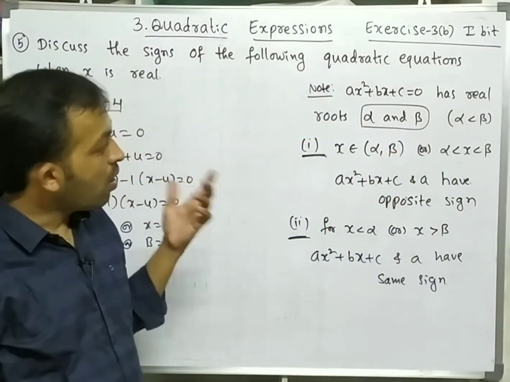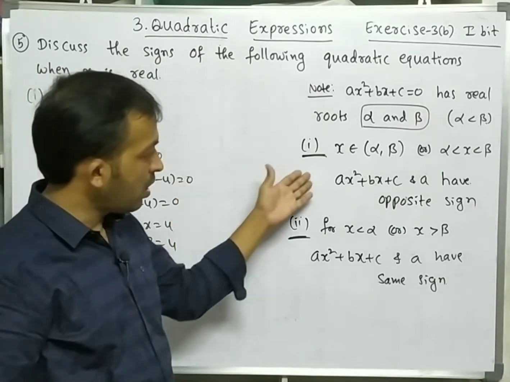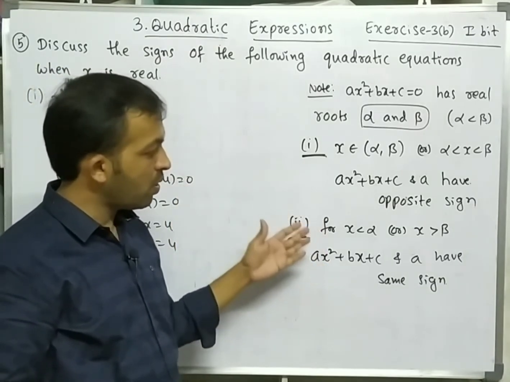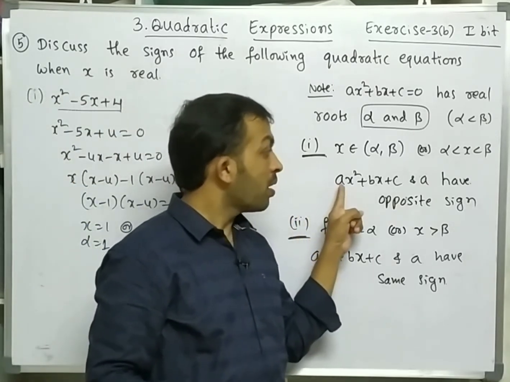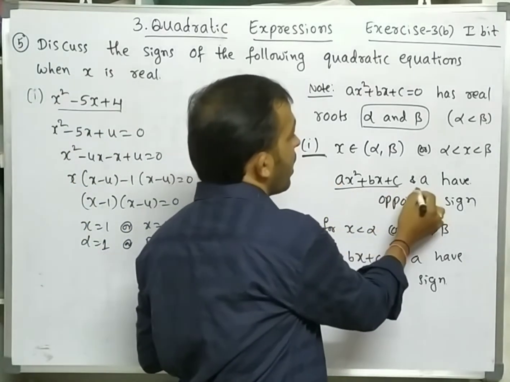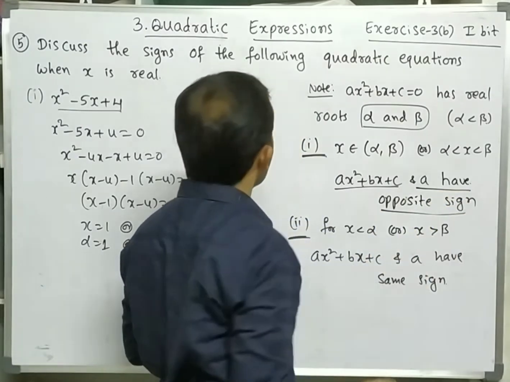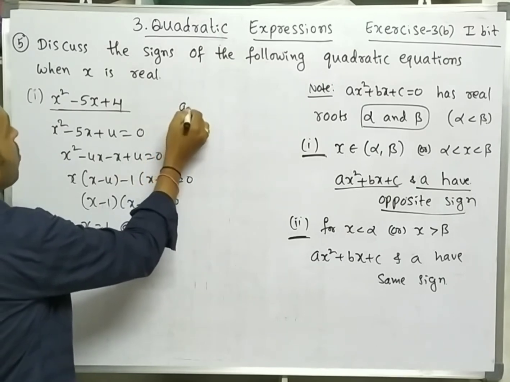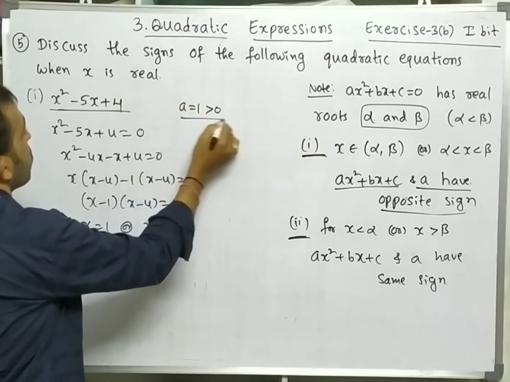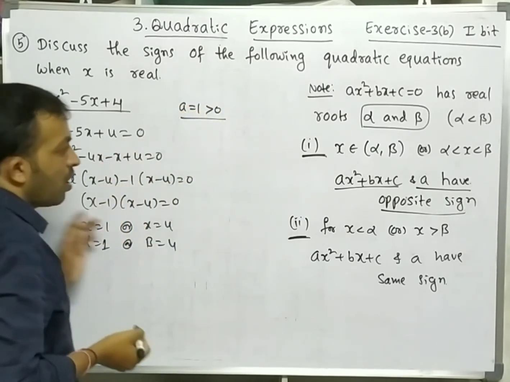Now, first in these two conditions, which condition this is satisfying, that we have to check. The quadratic equation and a have opposite signs. Check. So this is the quadratic equation and the value of a is 1, which is positive.